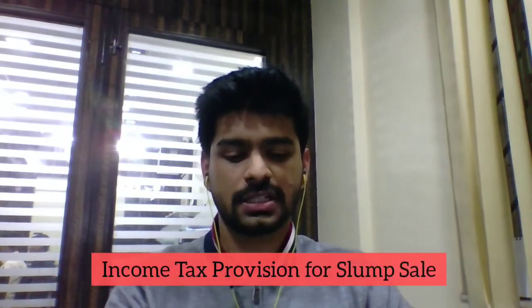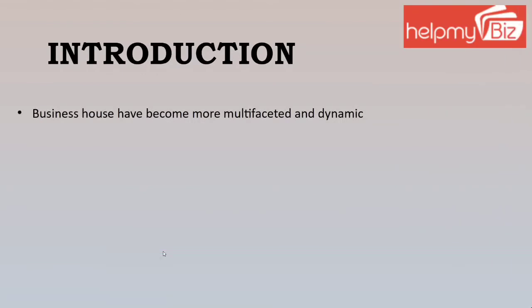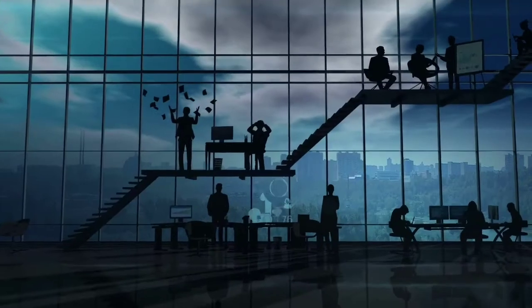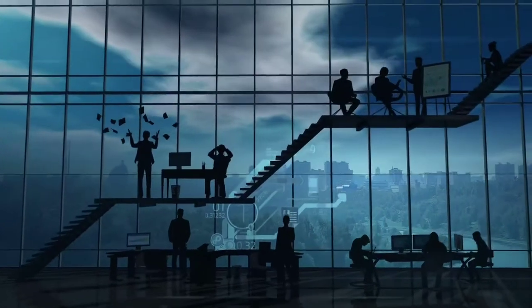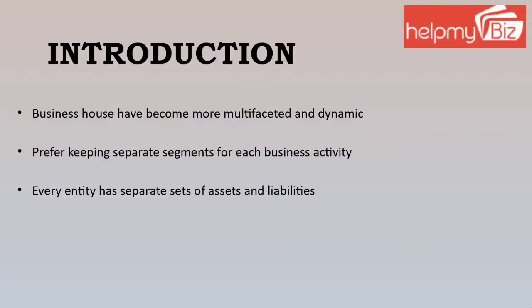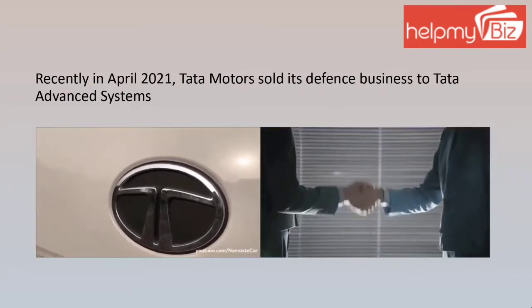Today, we are going to discuss the income tax provisions on slump sale. Business houses have become more multifaceted and dynamic. Business houses prefer to keep separate segments for each business activity undertaken by them. Thus, each undertaking has a separate set of assets and liabilities. One of the prime examples is the Tata Motors sale of its defense business to Tata Advanced Systems.